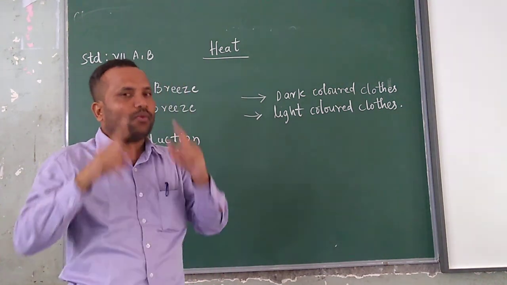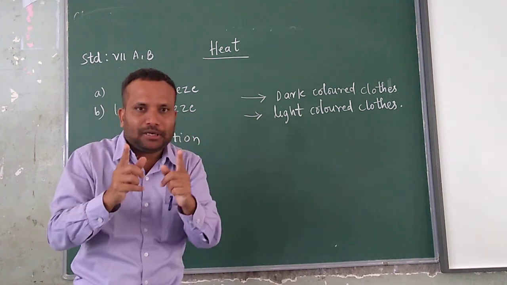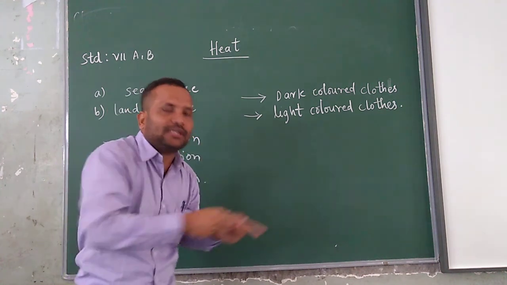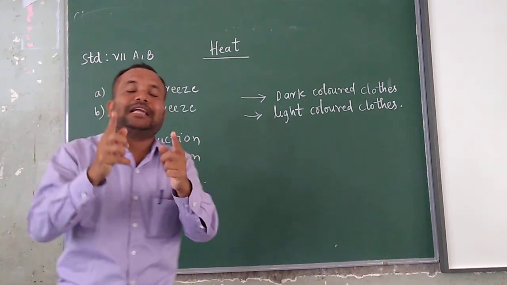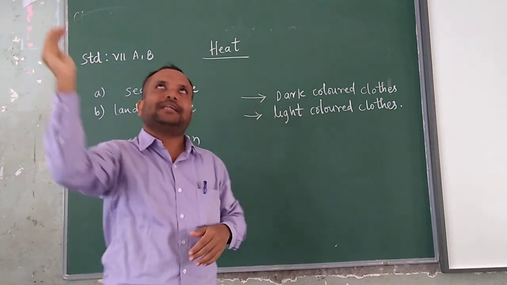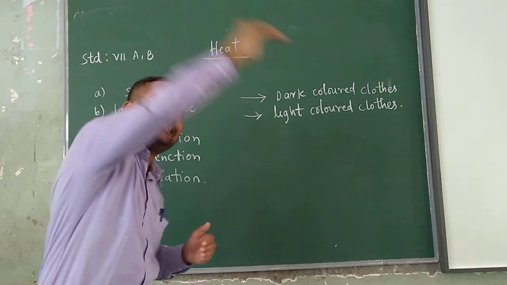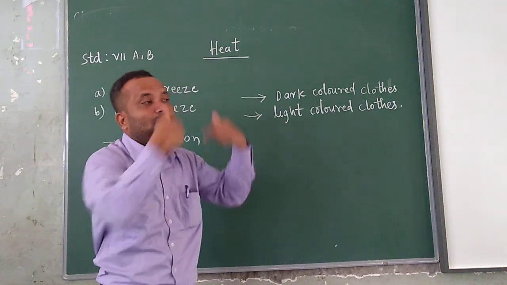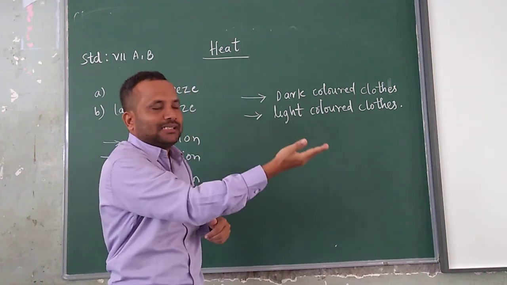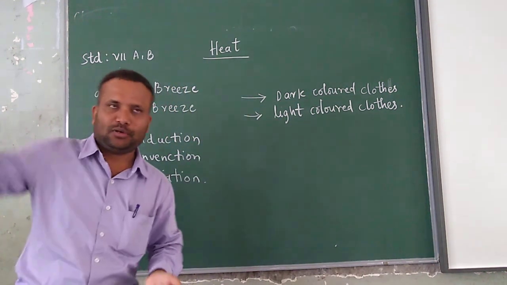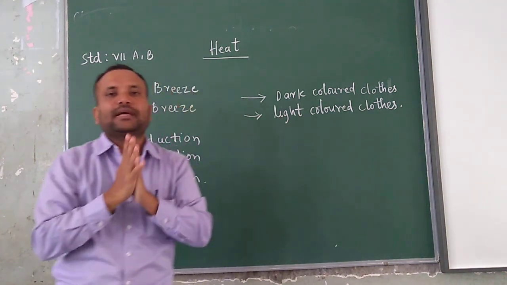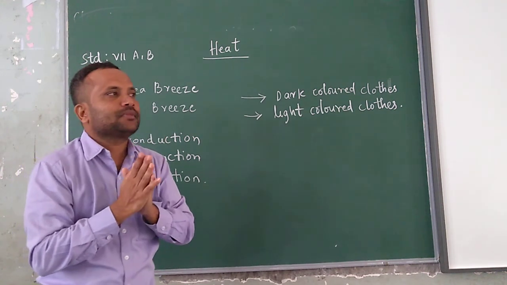So what I mean to tell is, land will become heated up fast compared to the sea water, and the air above the land, which becomes very much heated up, is going to rise up in the atmosphere and go towards the sea, and the air above the sea water, which is comparatively cold, will come towards the land. It is a cycle, continuing in nature.